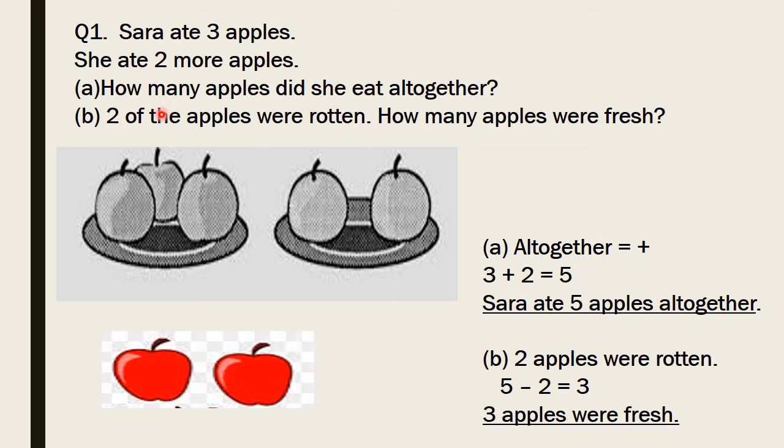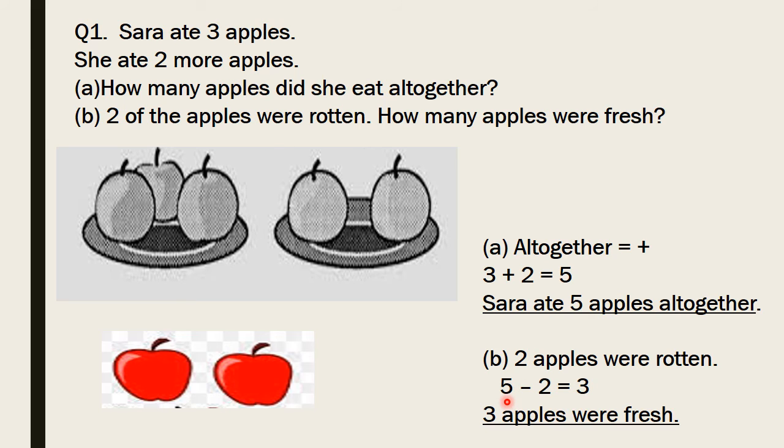Now part B is: 2 of the apples were rotten. They were not good. They had gone bad. How many apples were fresh? Now 2 of the apples were rotten. That means they went bad. So how many are still fresh?